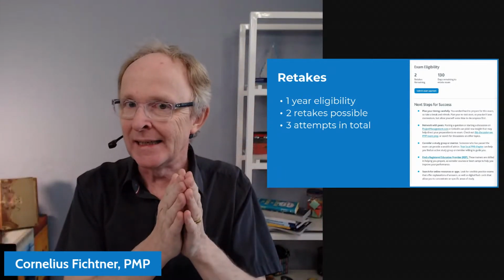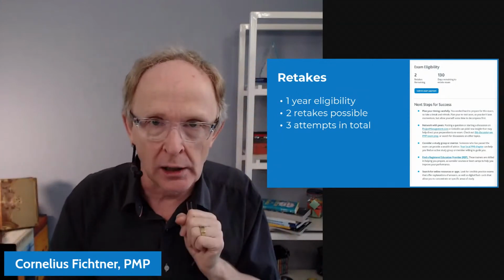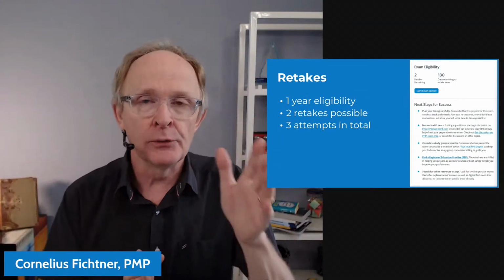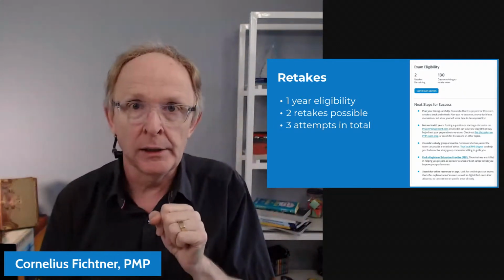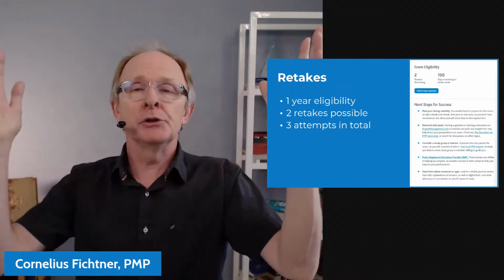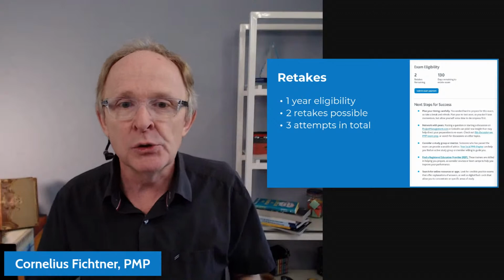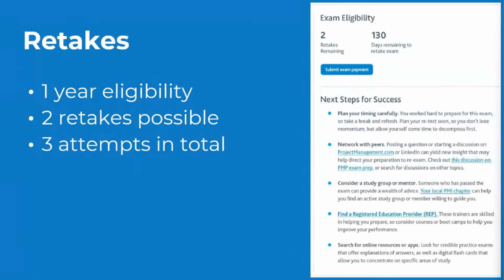And during that year, you can retake the exam twice. So you take it the first time. You were unlucky, you failed. You retake it once, okay? You were unlucky again, you retake it a second time. Yay, you passed, okay? So you have 1 year eligibility, you have 2 retakes, and you have 3 attempts in total.